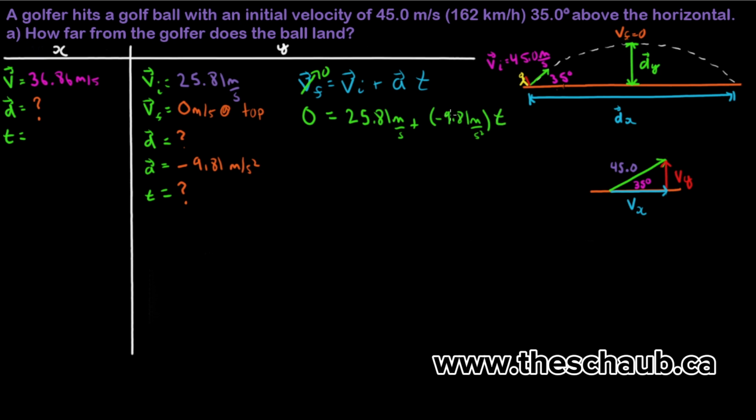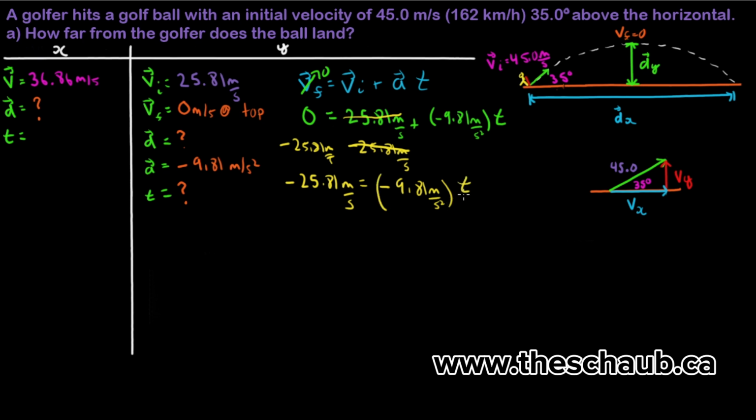To start solving this, we're looking to get our t all alone, so we have to move out this term here. So we minus 25.81 meters per second from both sides of the equation. And on this side here, 25.81 subtract 25.81 is just 0. And on this side, 0 minus 25.81 is equal to negative 25.81 meters per second. And this is equal to this term 0. So all we're left with here is our negative 9.81 meters per second squared multiplied by our t.